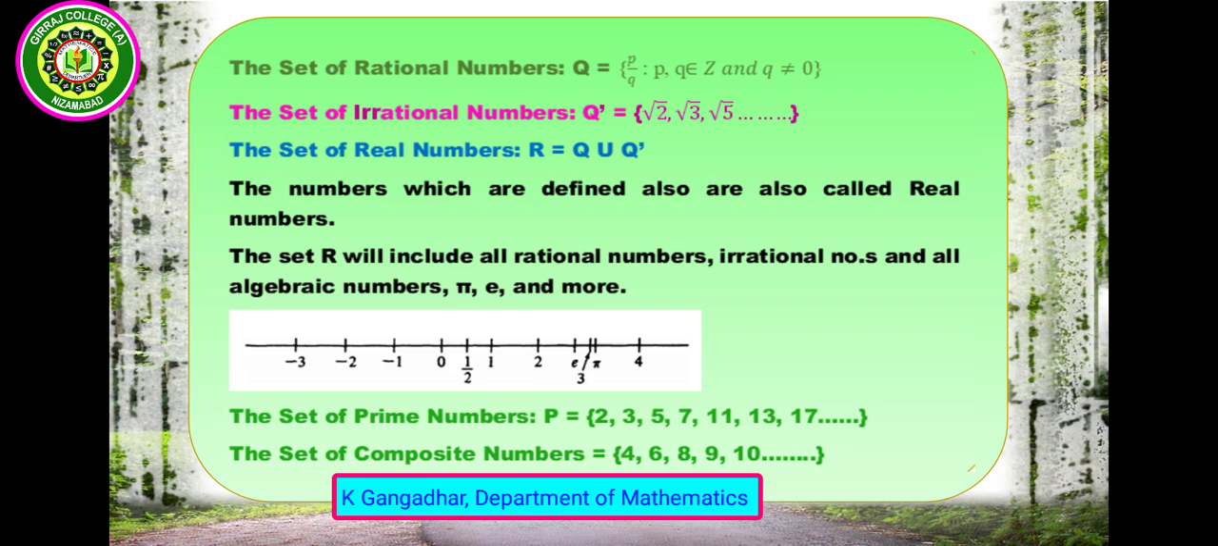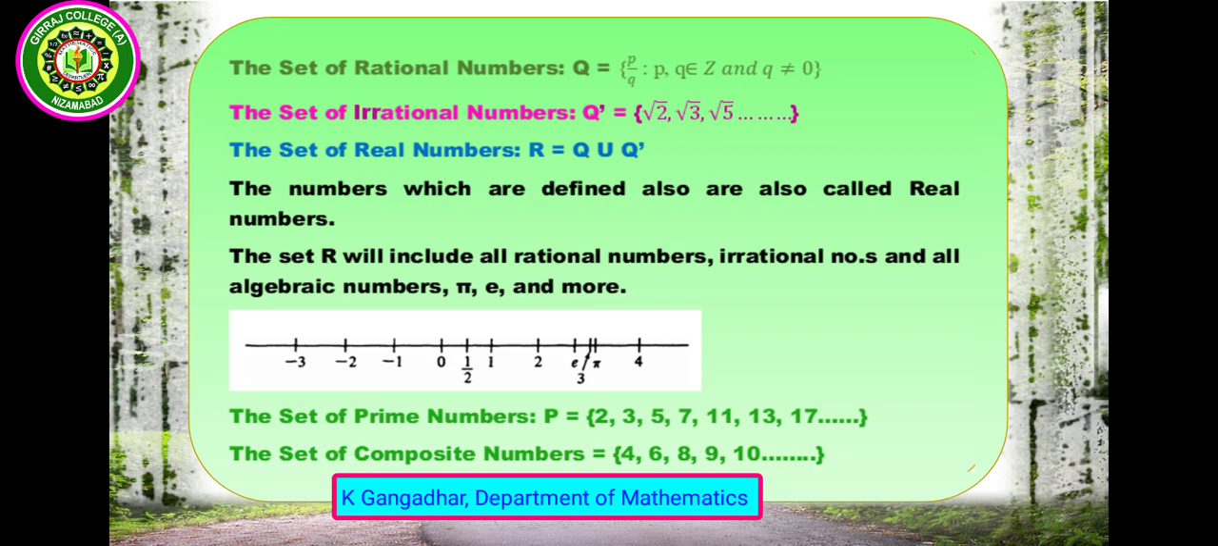Another definition of the real number system is the union of rational and irrational numbers is called real numbers. So R equal to Q union Q dash. All rational numbers and irrational numbers are called real numbers. All rational numbers means all natural numbers, whole numbers, integers, so these all are rational numbers. The numbers which are defined are also called real numbers.